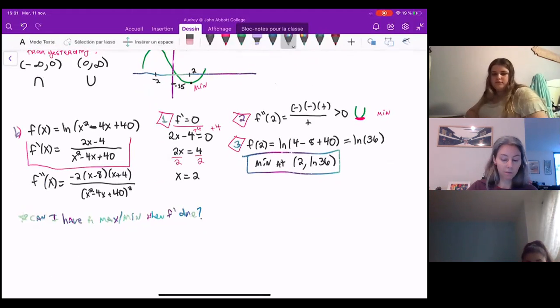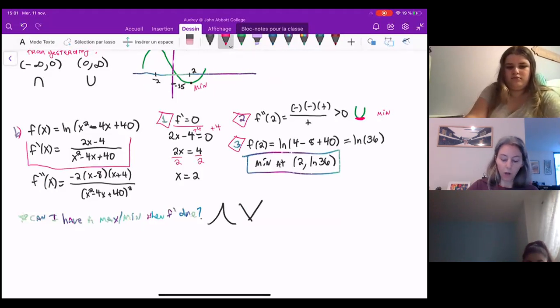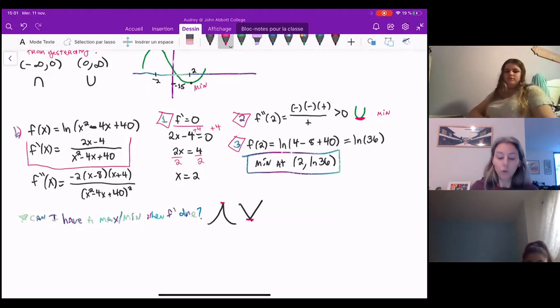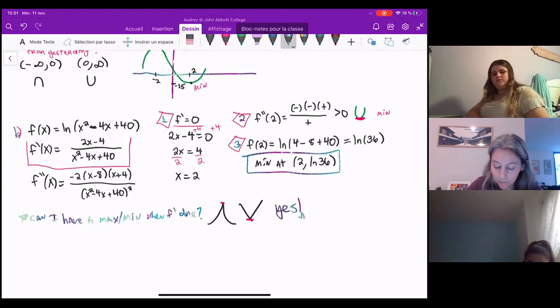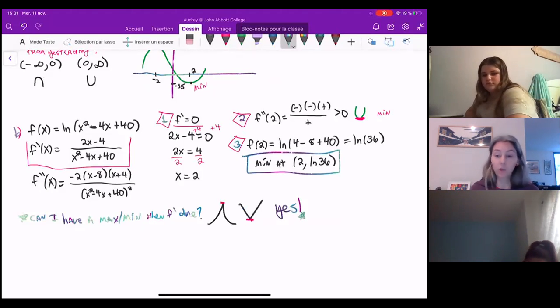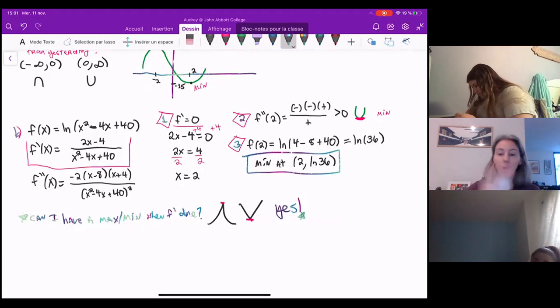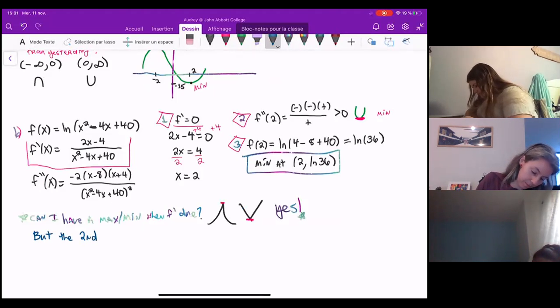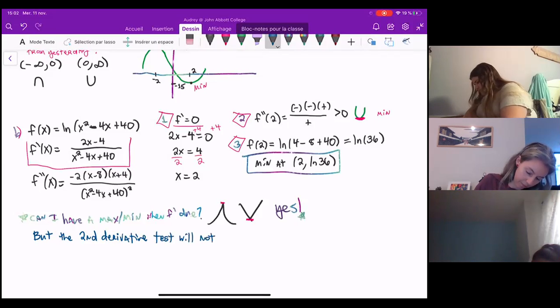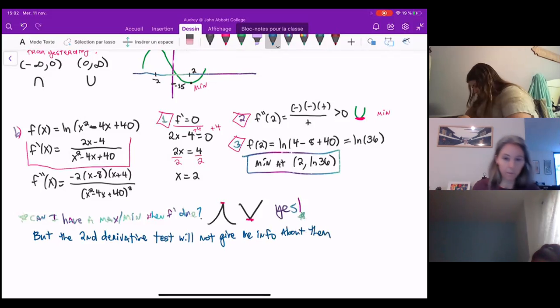Are you sure? Let's look at this. Could I have something like that happening? Could I have like this happening? And look, I do have a max there. I do have a min there. So the answer to this question is yes, but the second derivative test will not tell me about these, right? So I'm finding some max and min from the second derivative test, but not all of them. Does that make sense?